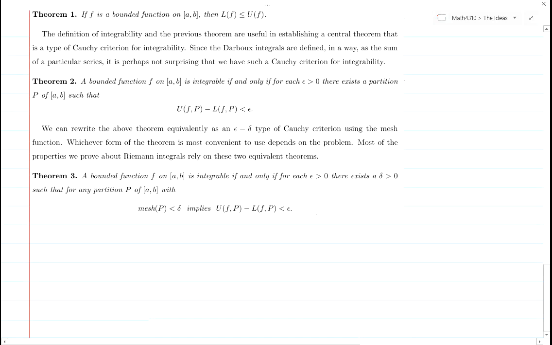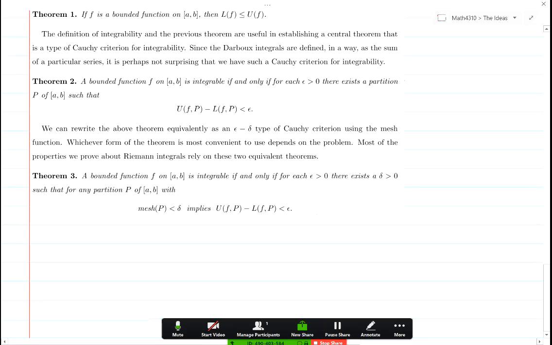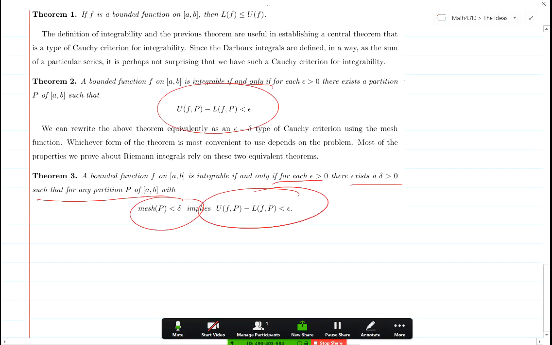And I'll just end here with theorem 3, which looks a lot like a continuity result because there are epsilon deltas. We basically say a function is integrable if for each epsilon greater than 0, there's a delta greater than 0, such that for any partition P where the mesh function on P is less than delta, and P is the input to these functions that are the lower and upper Darboux sums for this fixed f, you end up getting that U of fP minus L of fP is less than epsilon, which is very much like this theorem too.